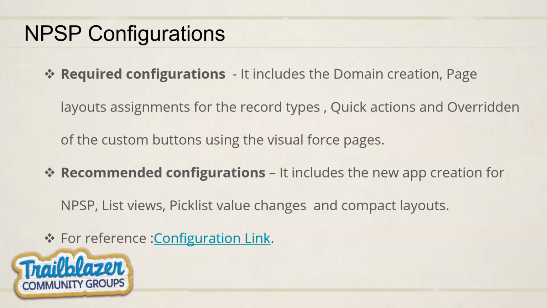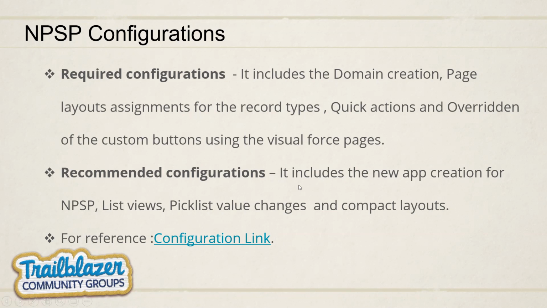And other things, like page layout assignment for the record types, the quick action, and the override of the custom button using the Visualforce pages, come under the different post manual configurations under the record configurations. And we have some recommended configuration also. I am sharing this link here.